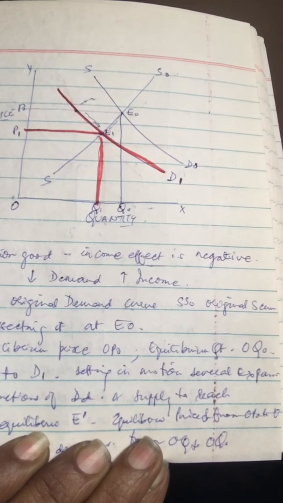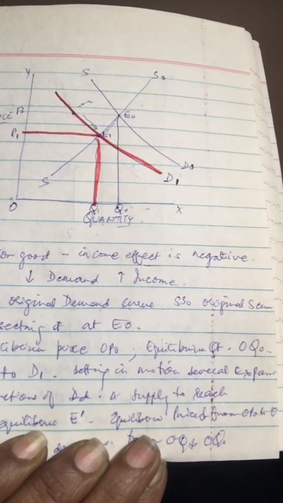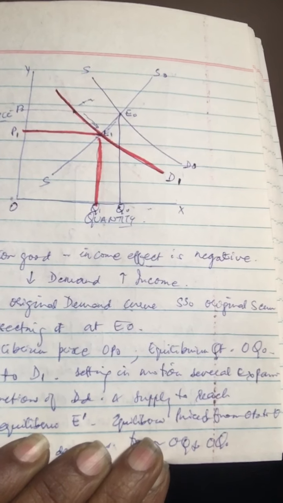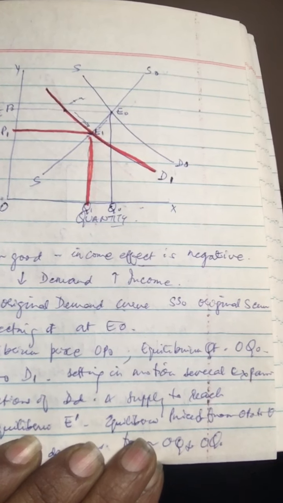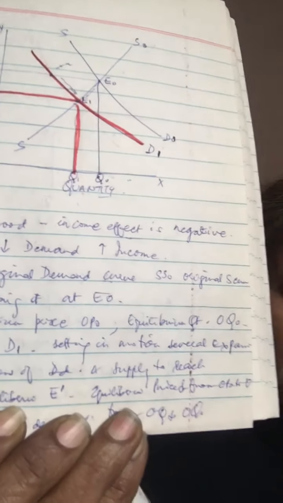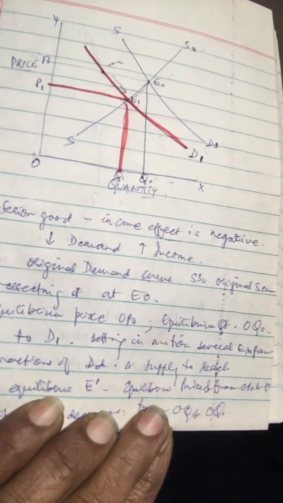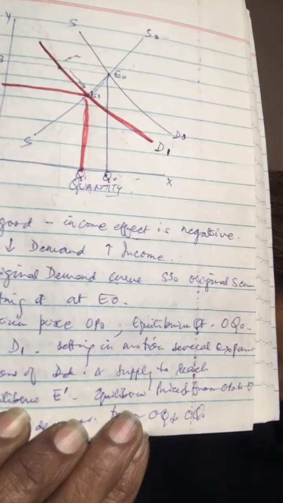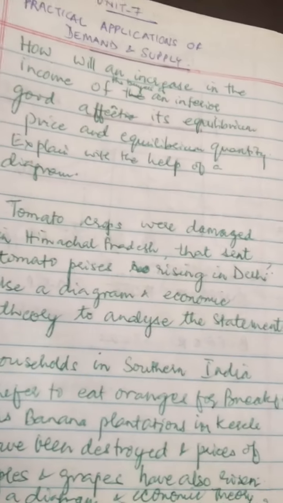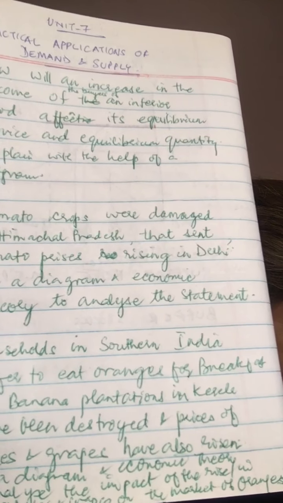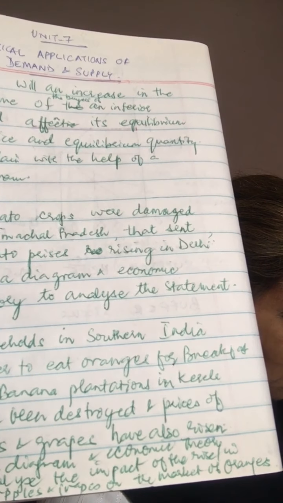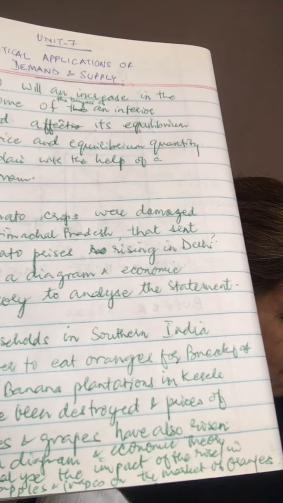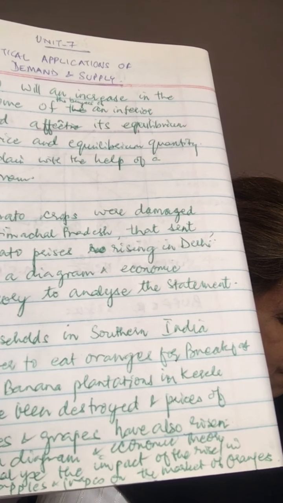Now when the demand decreases from DD0, or D original, to D dash, the equilibrium price decreases from OP to OP dash, and equilibrium quantity decreases from OQ to OQ dash. So with that, you see that a new equilibrium has been brought about in the market. Now we'll take the second one which you read. Now look at this. As you see, crops damaged in Himachal Pradesh sent tomato prices rising in Delhi. So use a diagram and economic theory to analyze this statement.